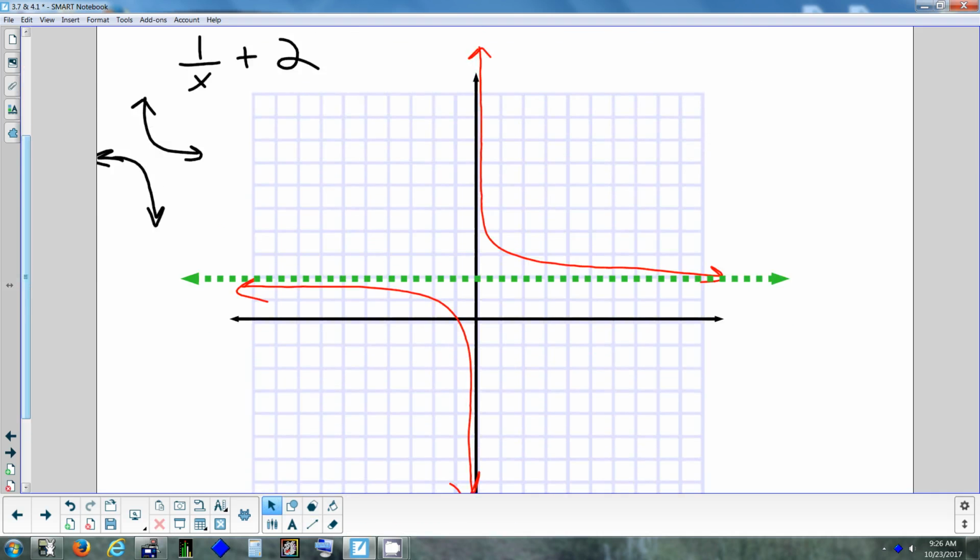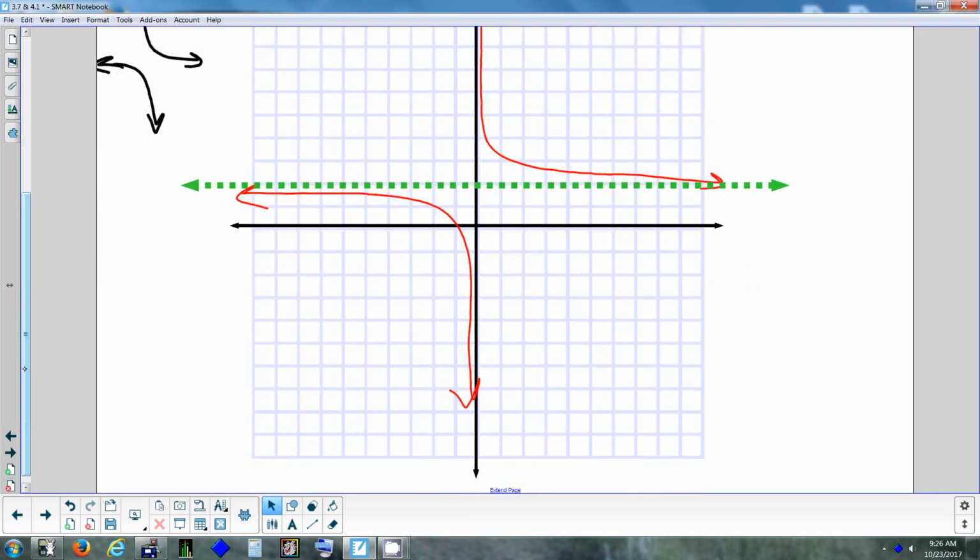So any question on sketching that, but thinking about it as a transformation, rather than just graphing it in a calculator and copying the picture? All right.